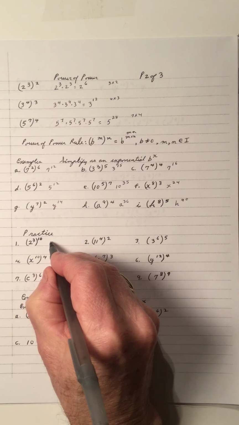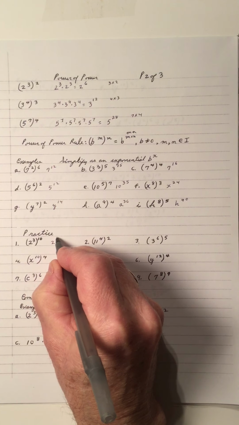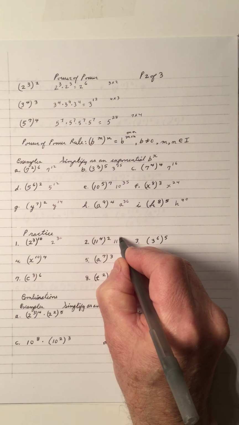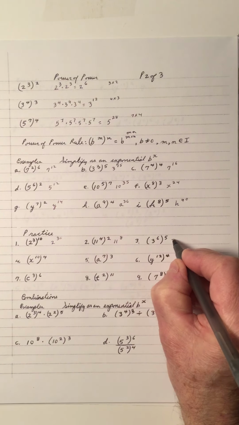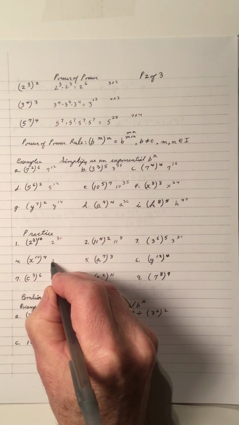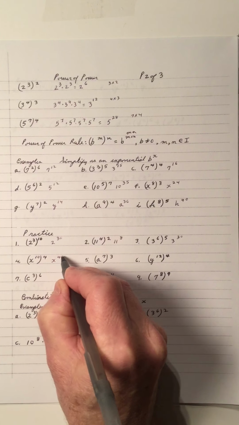2 is the base. 3 times 10 is 30. Power of a power. 11 is the base, 4 times 2 is 8. 3 is the base, 6 times 5 is 30. X is the base, 10 times 4 is 40.